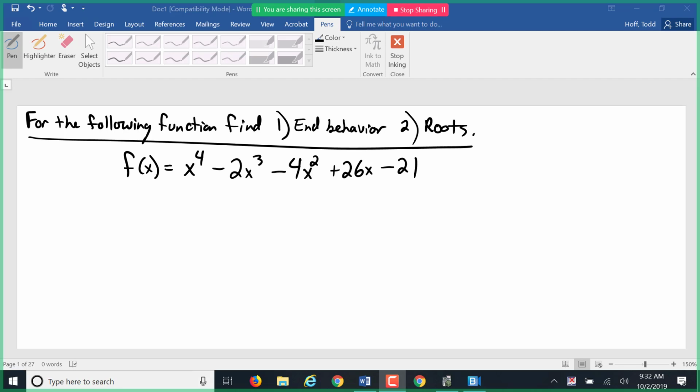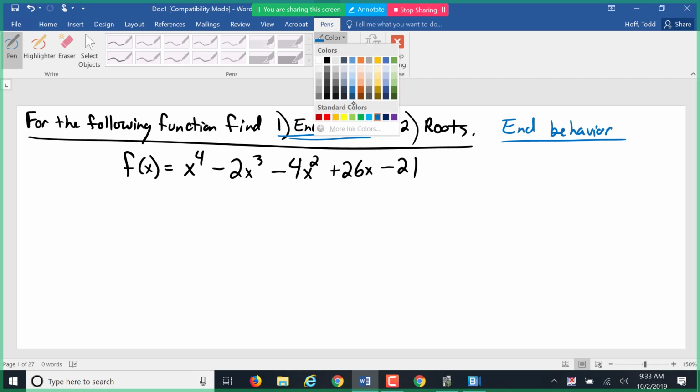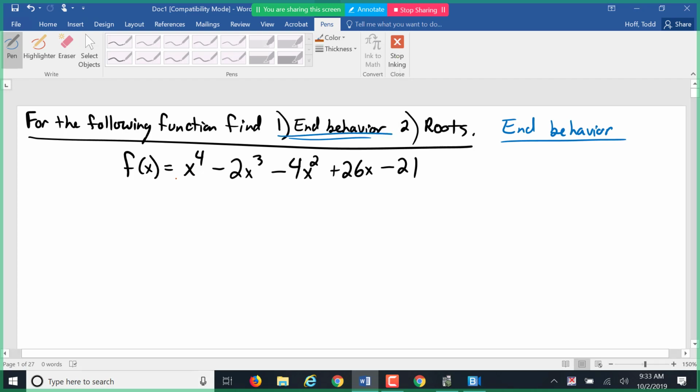Okay, so from some of the things that we went over last class, for a polynomial function, which is what this is, first thing we want to talk about is that end behavior. The end behavior is determined by two things. One, the coefficient on the variable with the largest power. That's this right here. That's actually a 1. That's positive. And then the highest power, which is a 4. That's an even power.